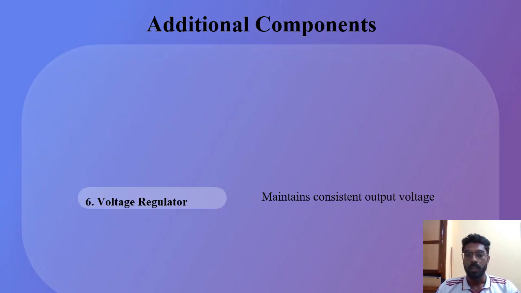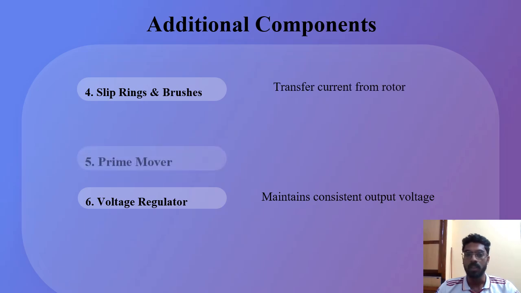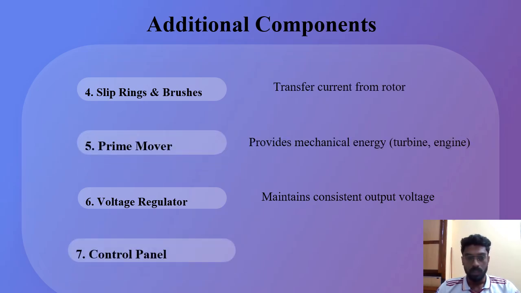Clear? Okay. Now, the additional components we have are the slip rings, the prime mover, the voltage regulator, and the control panel. The slip rings and the brushes transfer the current from the rotor, while the prime mover provides mechanical energy, and the voltage regulator maintains consistent output voltage, whereas the control panel monitors and controls operations. So these are the major components of an electric generator, which include the stator, rotor, and the armature, and also slip rings and brushes, the prime mover, and the voltage regulator.